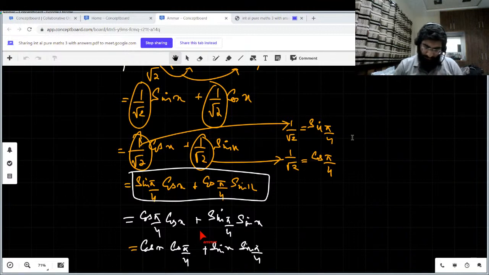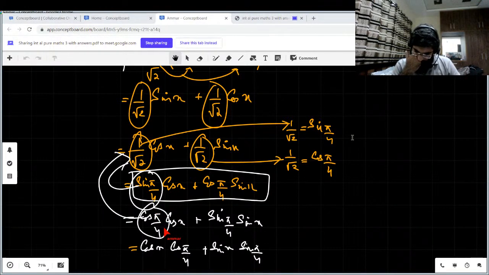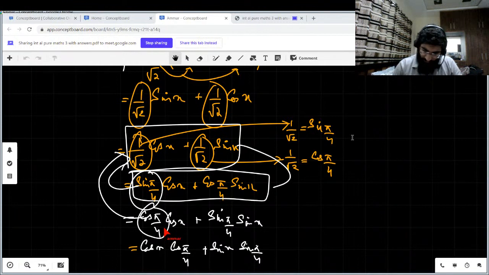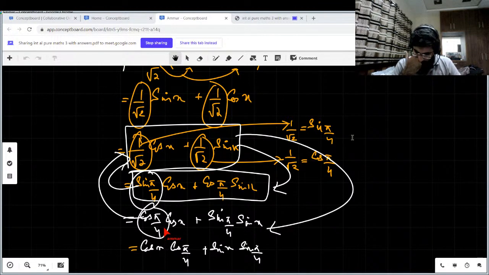Okay, I'll redo this whole thing. How did you turn this boxed thing into the first white thing? Sine pi by 4 and cos pi by 4 are both equal to 1 by root 2. So if I want to turn this into a sine formula, I'll use this step. And if I want to turn the same thing into a cos formula, I'll use the second step. Remember to keep the x first, because you have to show it as cos x plus or minus theta. So this will become cos x minus pi by 4.